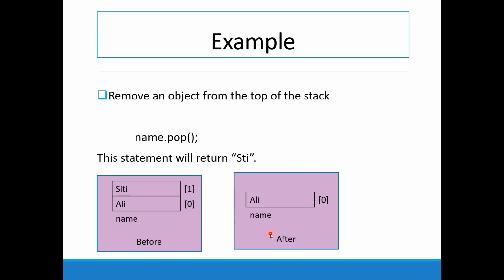Okay. Now after the pop operation, there will only be Ali left in the stack. Okay. So Ali will be the new top. Okay. So if we perform another operation, name.pop lagi, kita buat lagi name.pop, so Ali will be removed. Now the stack is empty and then the top will be null. Okay.